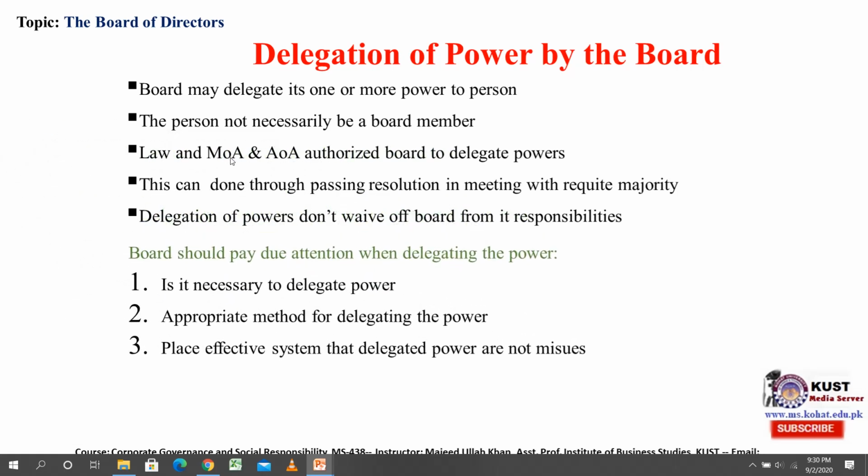The board should pay due attention when delegating power. Is it really necessary to delegate the power? Is there no other way to do the job? What is the appropriate method for delegating the power? It should be done through a proper forum, such as in a convened meeting, by passing a resolution. An effective system should be placed so that the delegated powers are not misused. There should be checks and balances placed by the board on the person to whom it delegated the power.